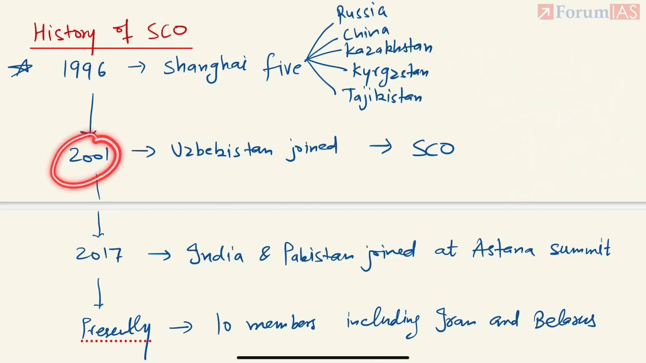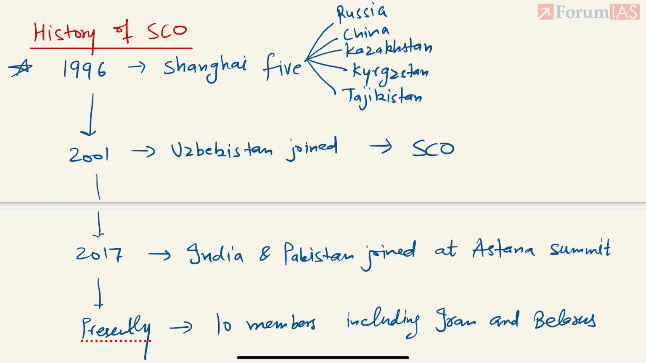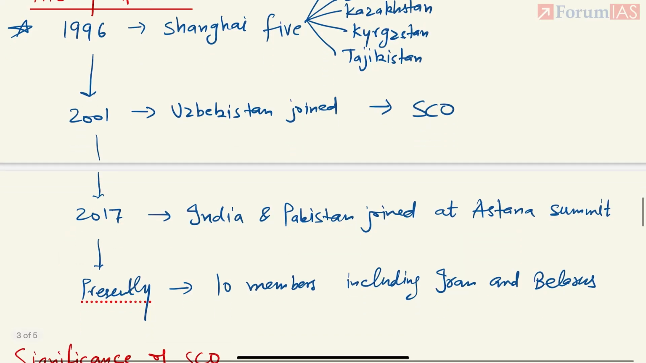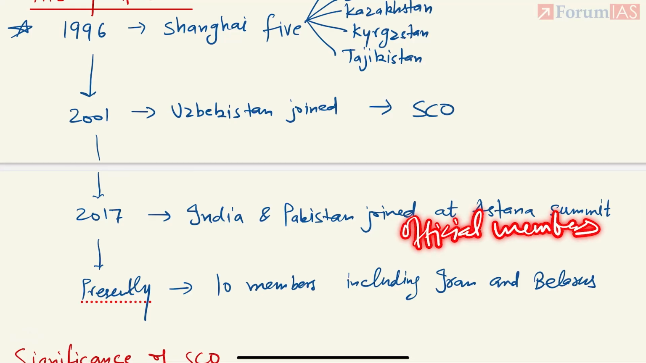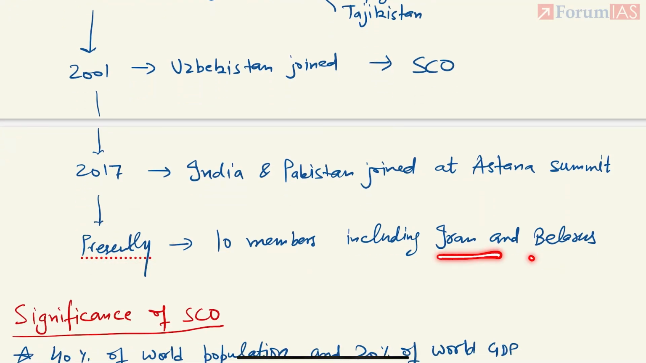Then 2001, Uzbekistan joined and it became SCO. The name came in 2001, the Shanghai Cooperation Organization. In 2017, India and Pakistan joined at Astana Summit. They become the official members at this summit. Now presently there are 10 members, 2 more members later joined, Iran and Belarus.